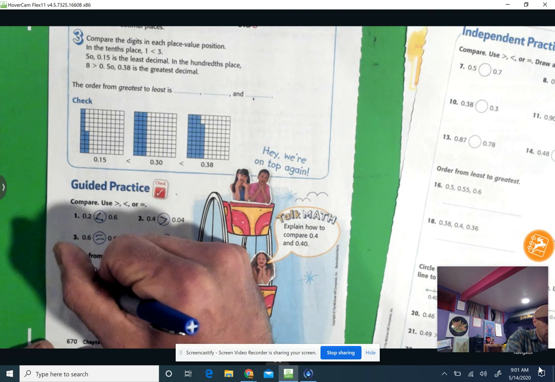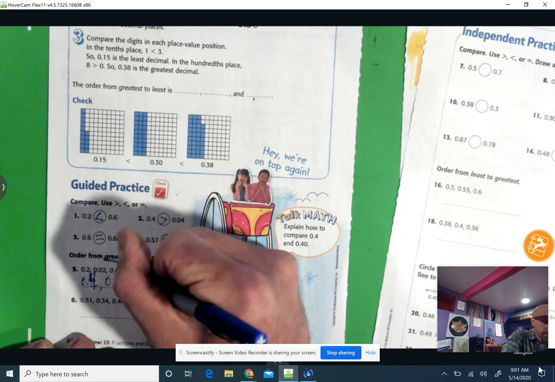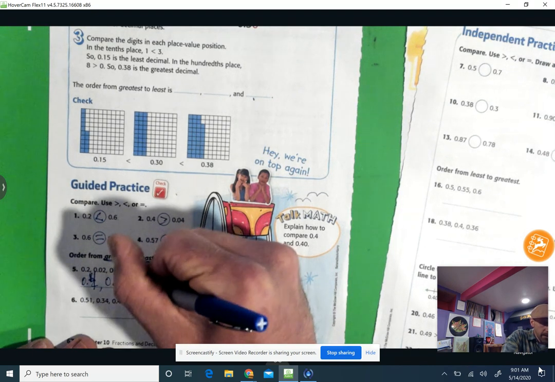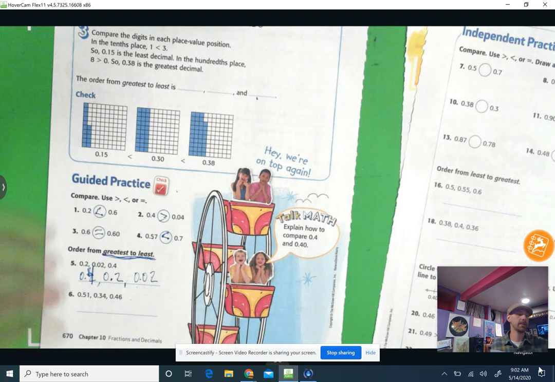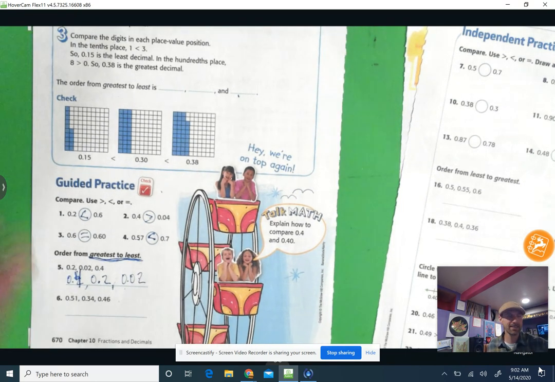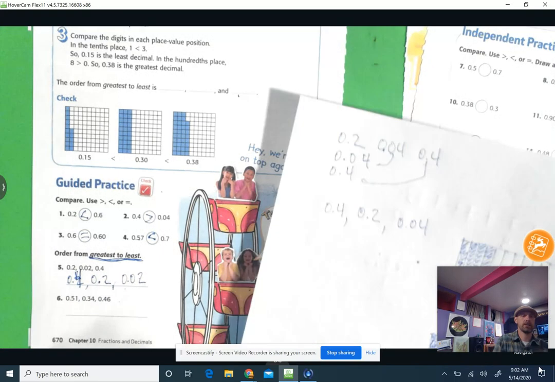0.2, excuse me, 0.4, 0.2, and then 0.02, or 2 100ths. Okay, let's look at the last guided practice problem here. 51 100ths, 34 100ths, and 46 100ths.